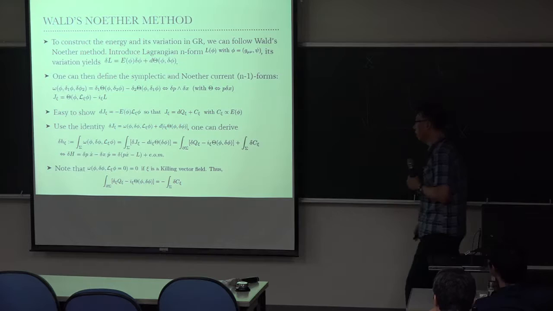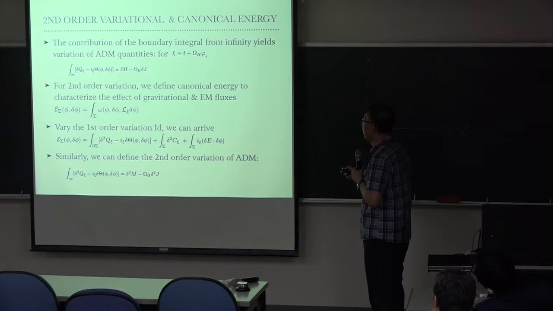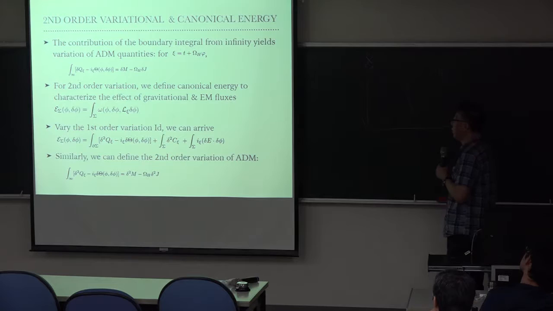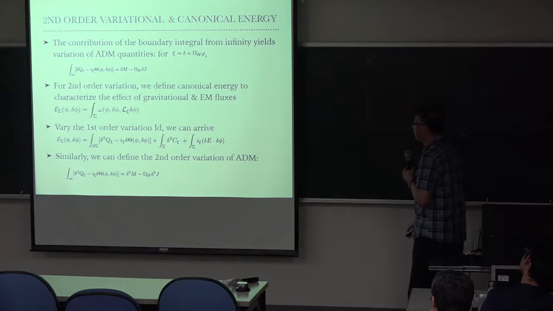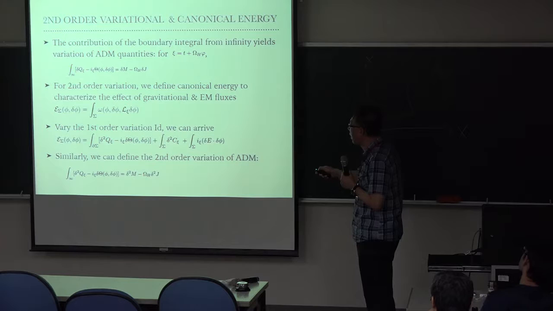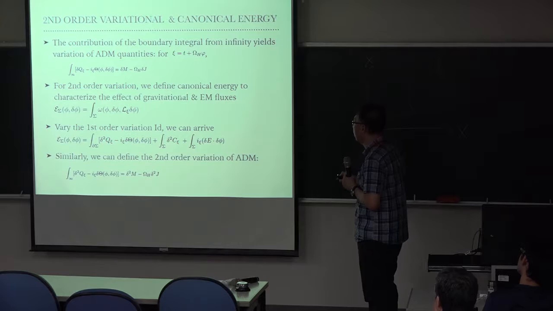And what is this quantity? It's not so clear, but we can see that, suppose this ξ is a Killing field, a time-like Killing field plus some angular direction. Then you can check that this equals the variation of the ADM mass minus Ω_H times the variation of the angular momentum. So if you evaluate this at spatial infinity, it just gives you the variation of the mass and angular momentum. And this is the first order.